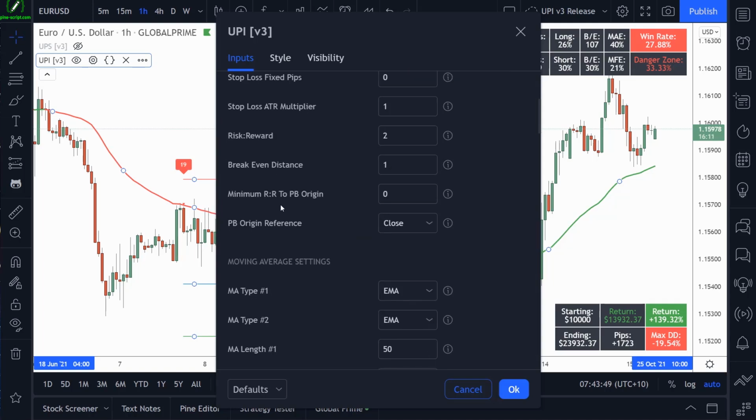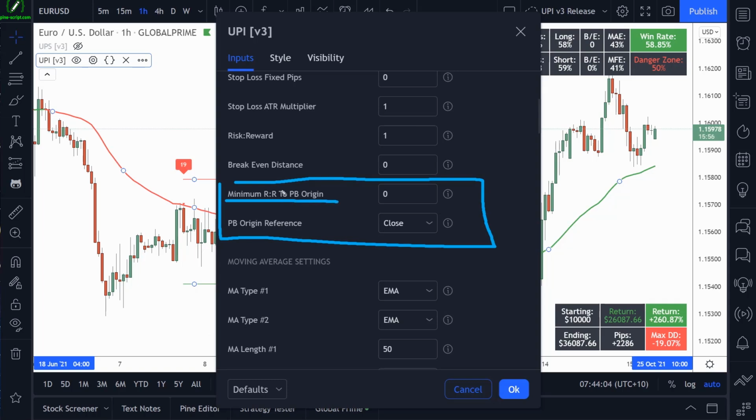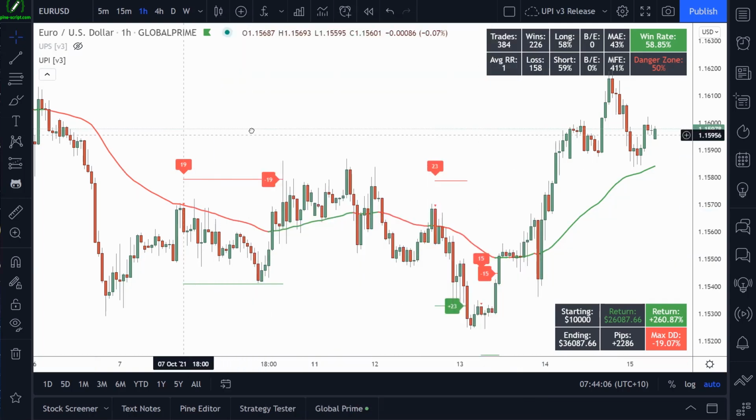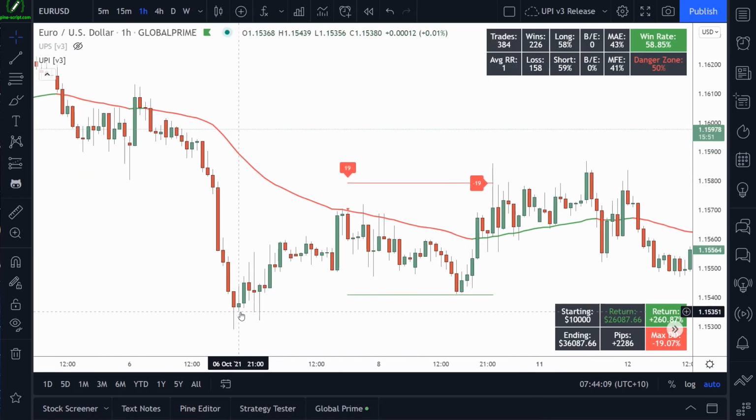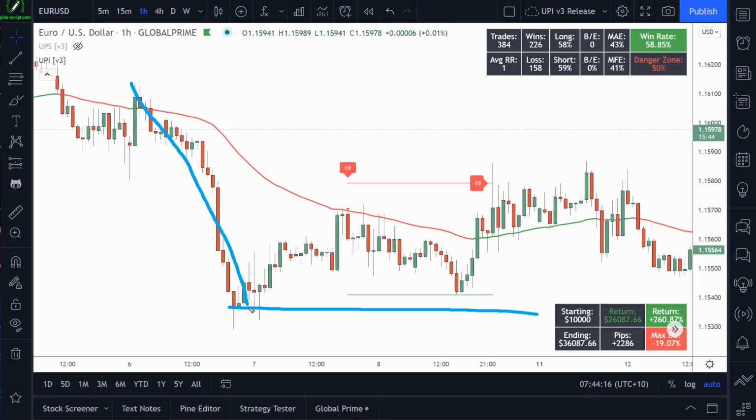You can also adjust your minimum risk reward to pullback origin. Let me reset these first of all. What this setting does is it's a filter that filters out any trades that do not meet the minimum requirement of the minimum risk reward profile to the pullback origin. And the pullback origin is the lowest body of the recent pullback. So we had an impulsive move down here from price action. We put in a new low. This was the wick of the low, but these candle bodies here are the pullback origin that the script references.